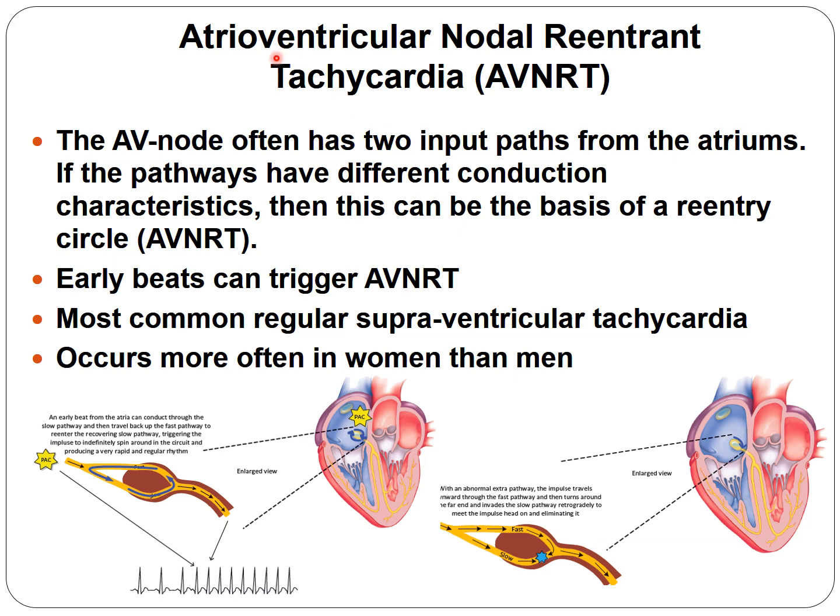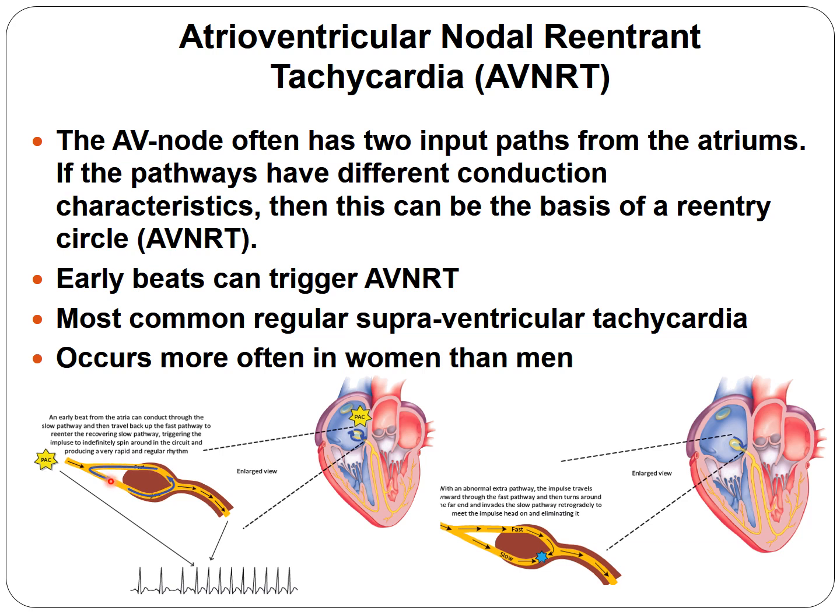Another type of supraventricular paroxysmal tachycardia is the atrioventricular nodal reentrant tachycardia, AVNRT. The AV node often has two input paths from the atria. If the pathways have different conduction characteristics, then this can be the basis of the reentry cycle, AVNRT. Early beats, such as a premature beat, can trigger AVNRT. This is the most common regular supraventricular tachycardia and most commonly occurs in women.